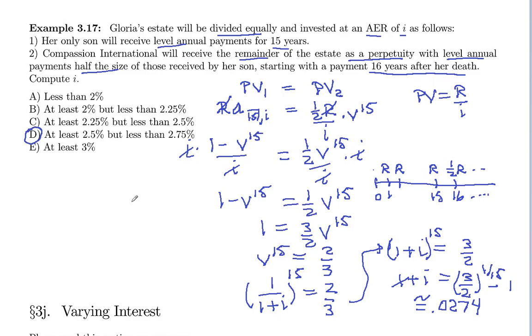So this was one where we really had to use the formulas, and the TVM keys didn't come in handy for us because we had too many unknowns. We didn't know what i was, and we also didn't know what R was. And then section 3J on varying interest, I'm going to have you guys read that one on your own. And that wraps up chapter 3, which is all the basic annuity stuff, which will let you finish the next homework.